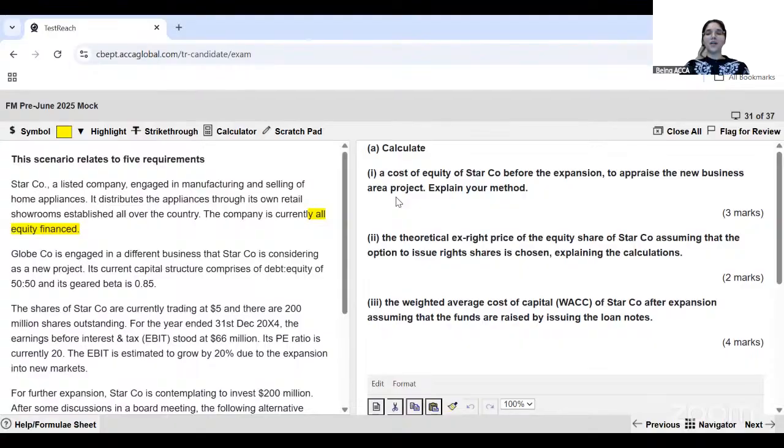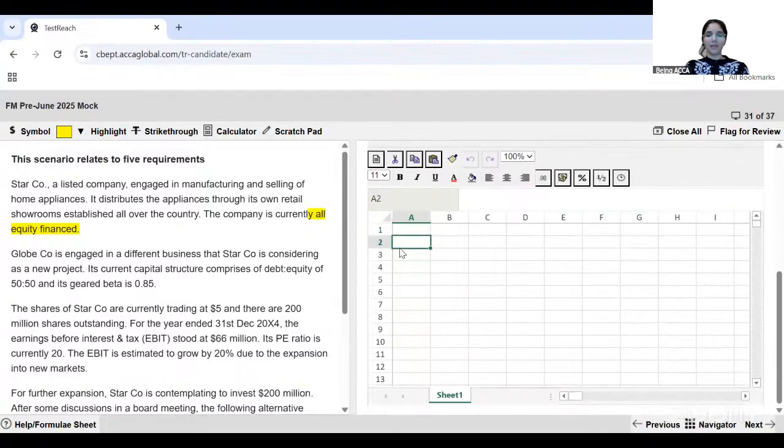Firstly, we are supposed to work out the cost of equity for Star Company, and the emphasis is that we're also supposed to explain our method. So we are going to first write about the method. Whenever we are changing the business area, we will have to calculate a project specific cost of equity, wherein we find out the asset beta of the proxy company and then we re-gear it for the company. But here, no re-gearing is going to be needed because it's an all equity financed company.